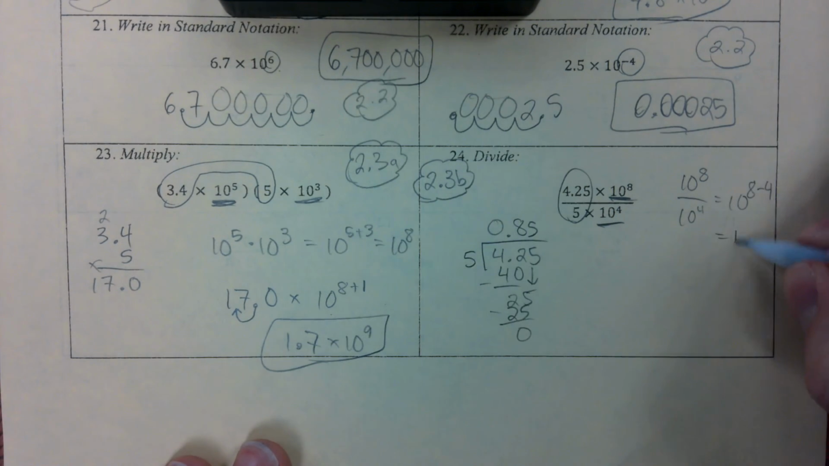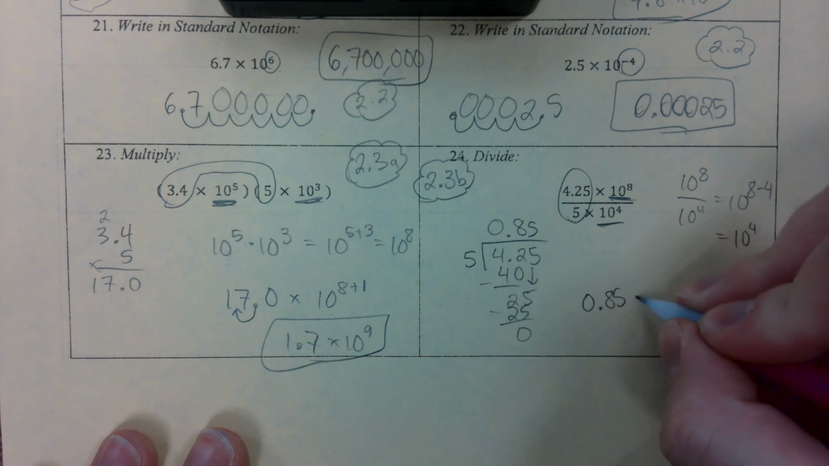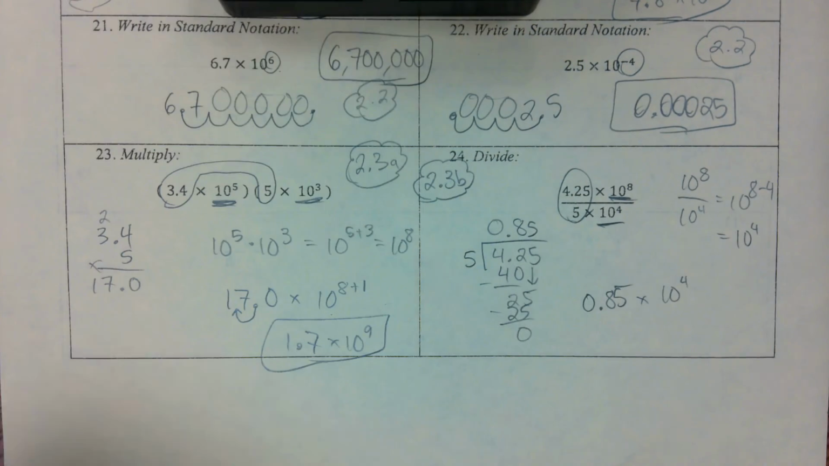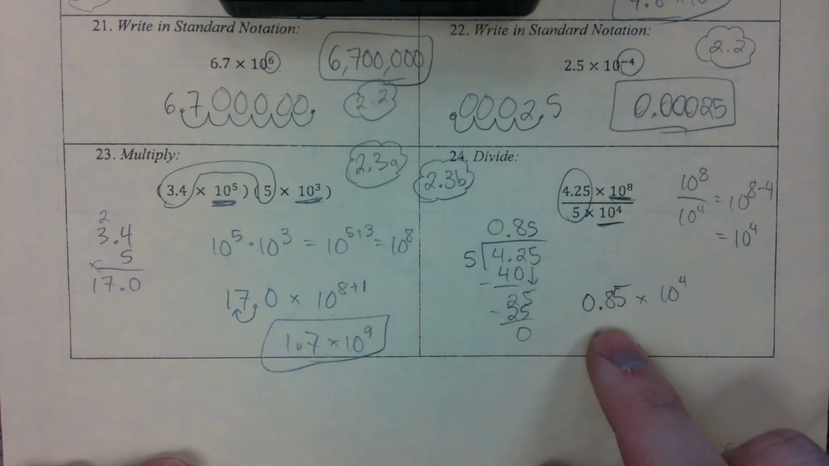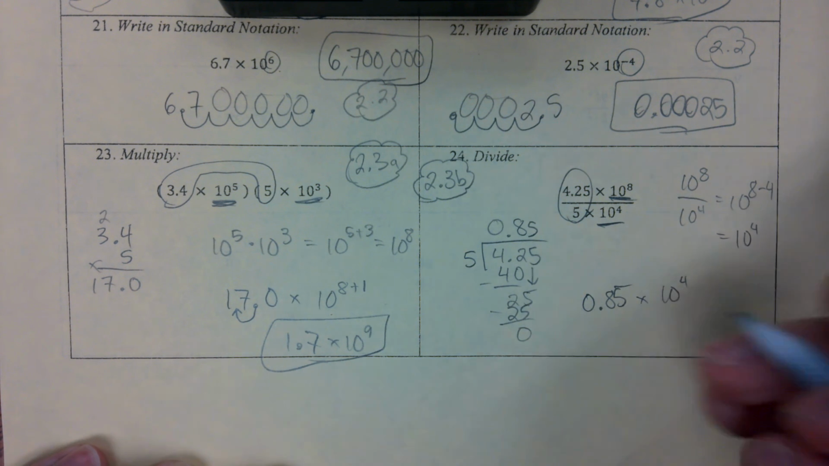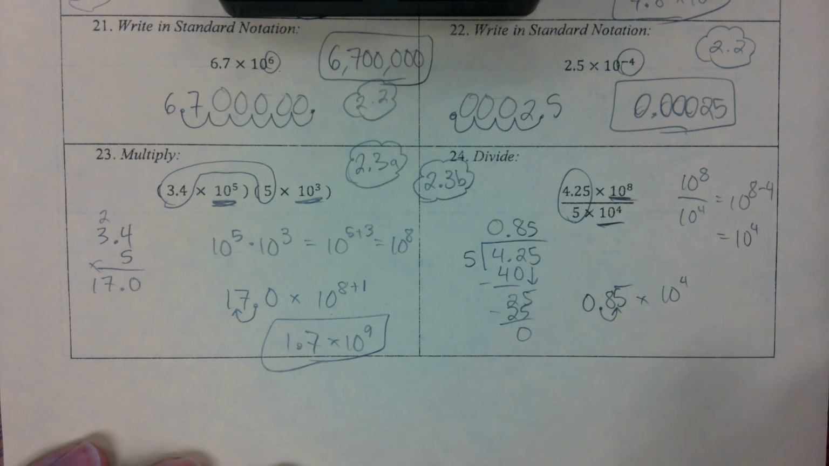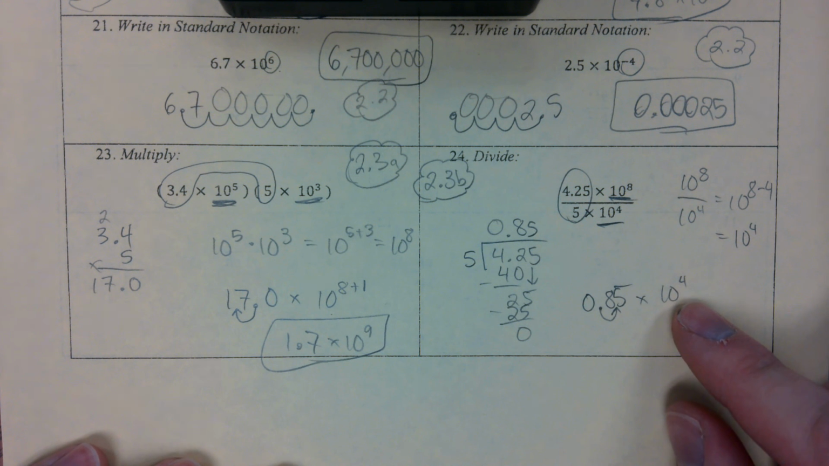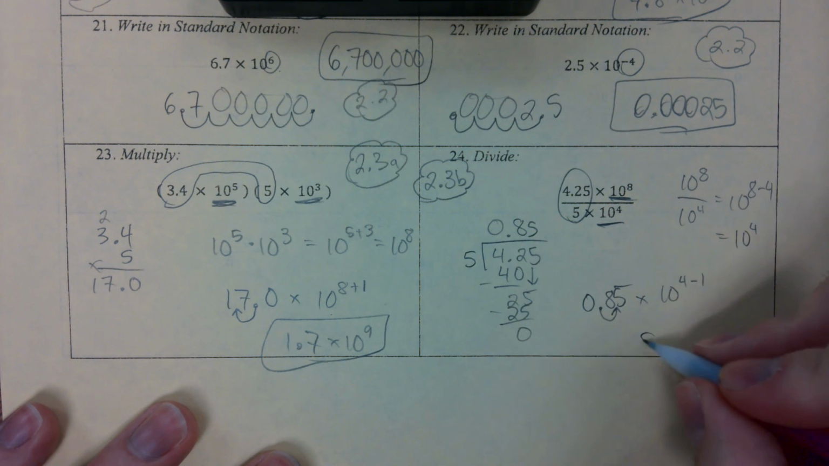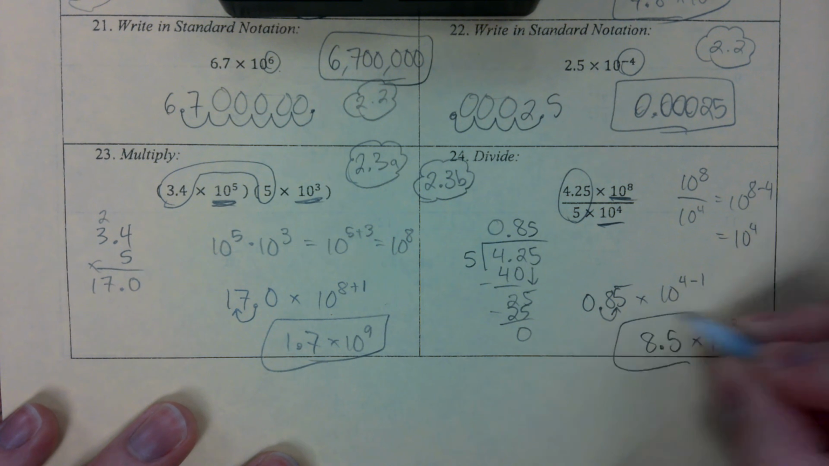10 to the 8 minus 4 gives us 10 to the 4th, right? So we got 0.85 times 10 to the 4th. And again, we do not have the notation that we want. We can't leave our answer like this. We have to move our decimal one space. And what are we going to do with 4? Are we going to add 1? No, we're going to put minus 1. We're going to subtract 1, exactly. 8.5 times 10 to the 3rd power.